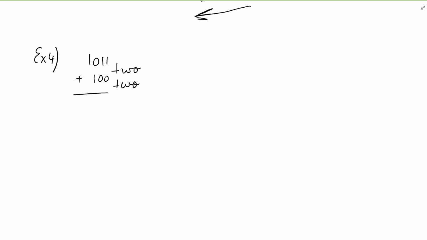And I decided to give you one more, actually a very easy one. 1, 0, 1, 1 in base 2 plus 1, 0, 0 in base 2. Well, actually 1 plus 0 is 1, so we put 1. 1 plus 0 is 1, so we put 1. 0 plus 1 is 1, so we put 1, and then we copy the 1 from here. So actually here we didn't have to make any transformations or conversions because we got the digits that are in base 2.